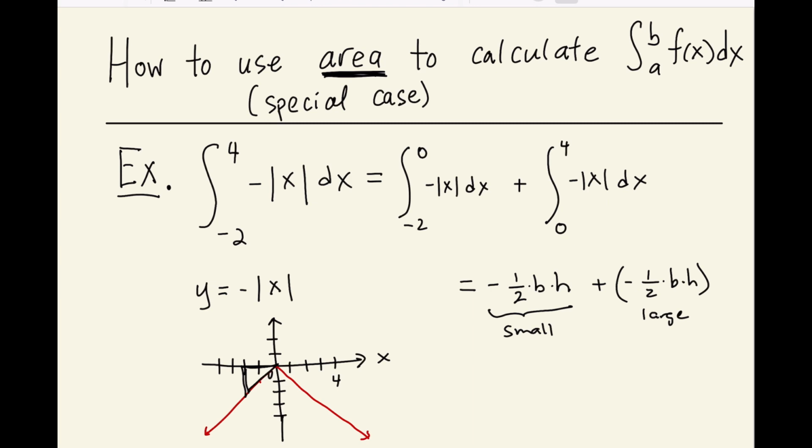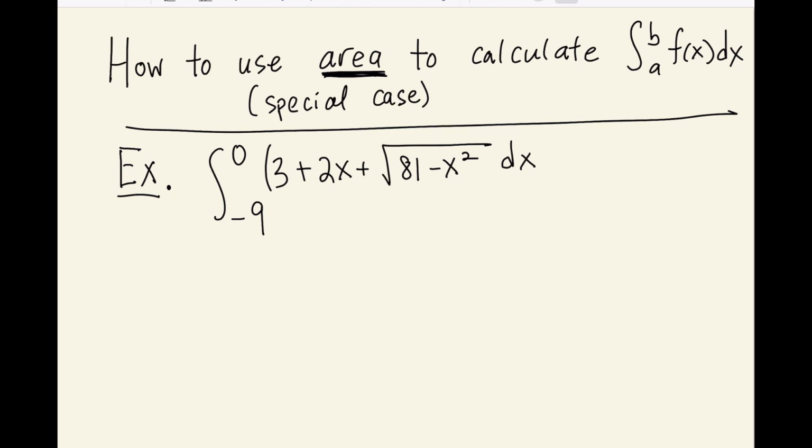So for the small triangle, we have -1/2 times 2 times 2, plus we have 1/2 times 4 times 4 for the large triangle. So this is -2 plus 8. So our area is 6.